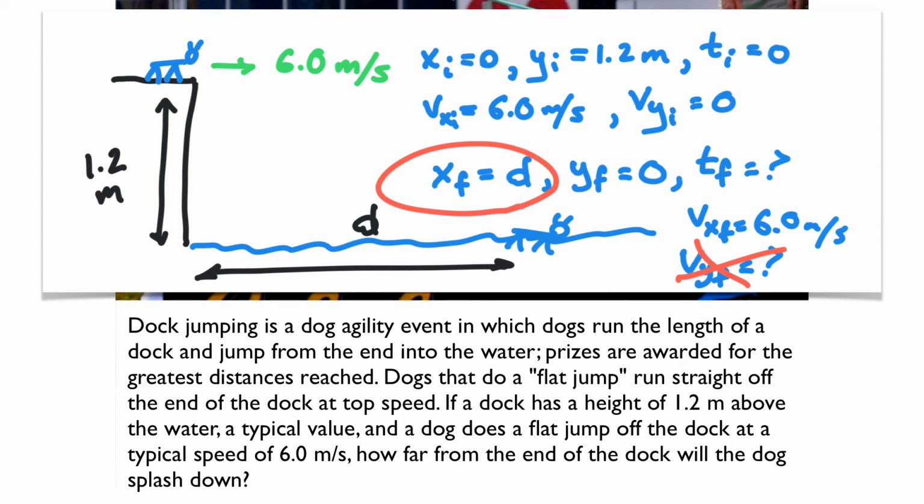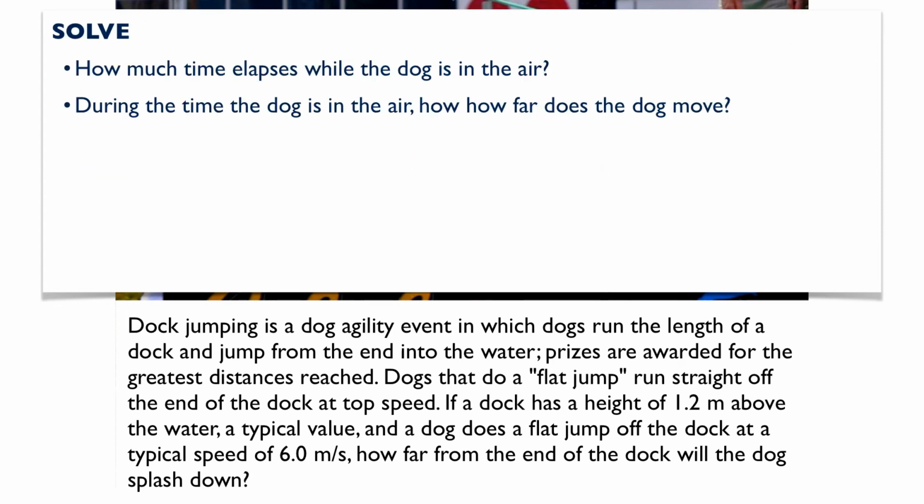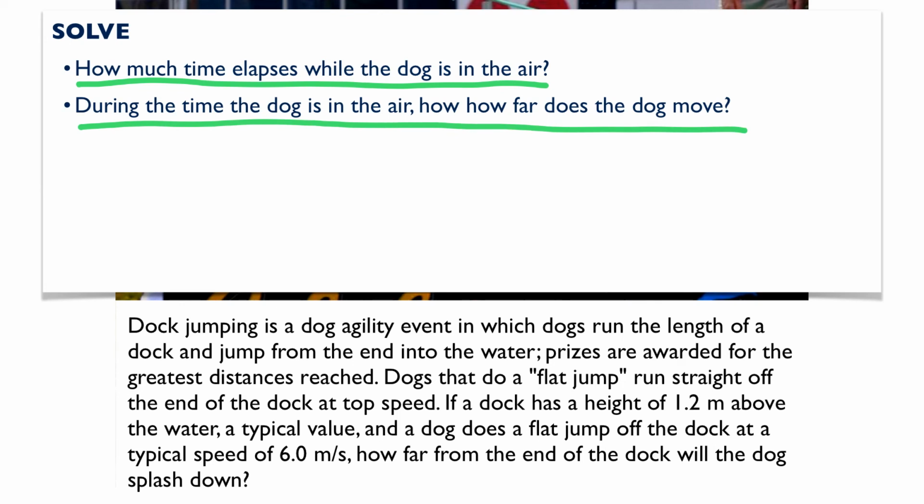And now we're ready to solve. All right, now we're going to solve this by looking at the vertical motion first, how much time elapses when the dog is in the air. And once we figure out the time, we can use that to calculate how far the dog moves. So let's look at the vertical motion.